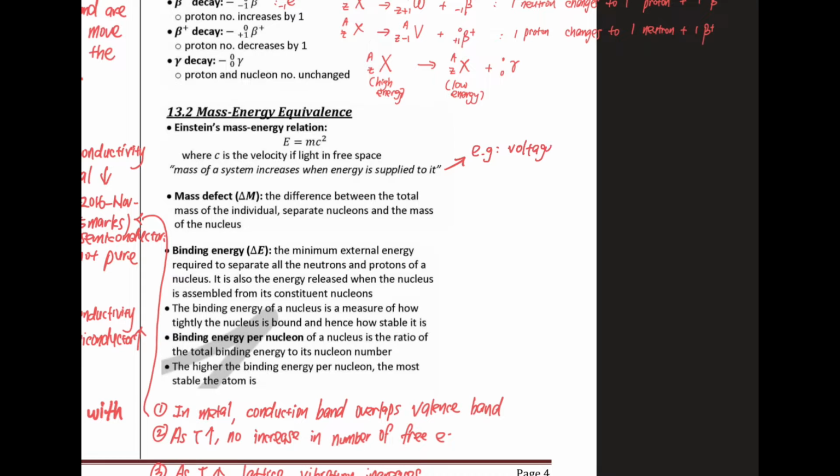voltage is supplied to a proton, then E equal to EV, electrical energy, equal to mc squared. Where E is the 1.6 times 10 to the power negative 19. Okay, so this is an example.